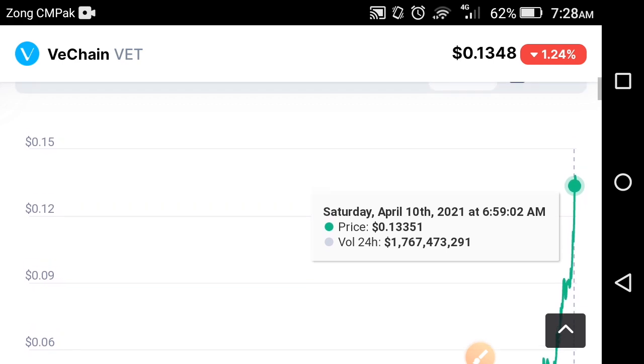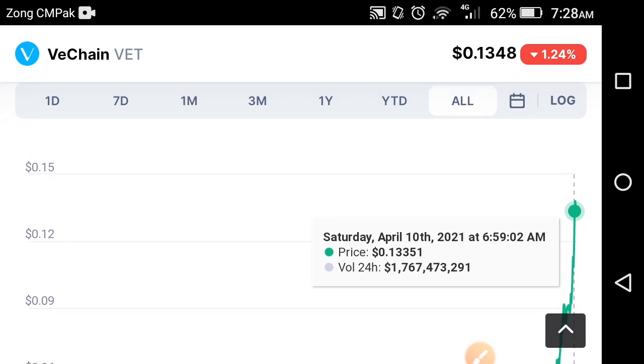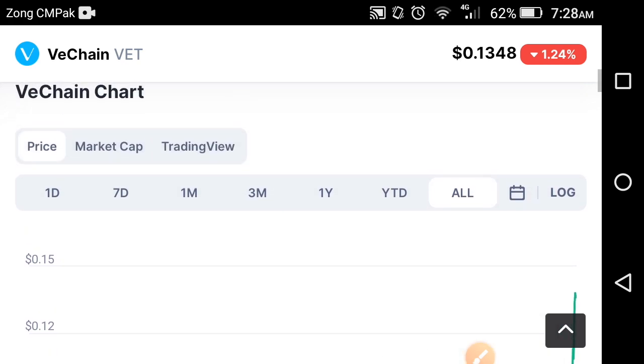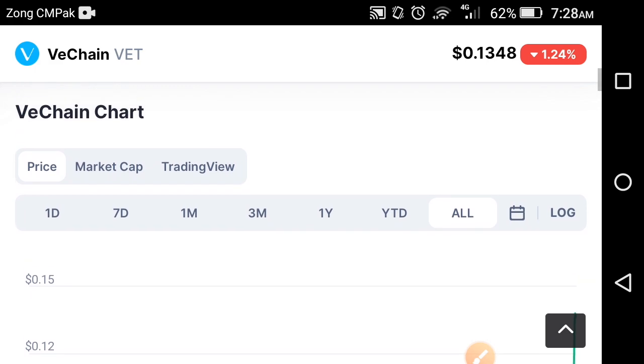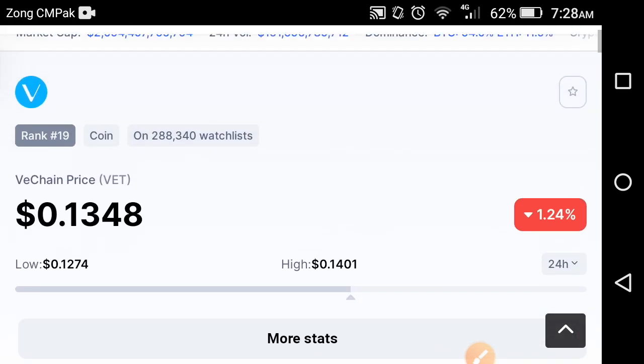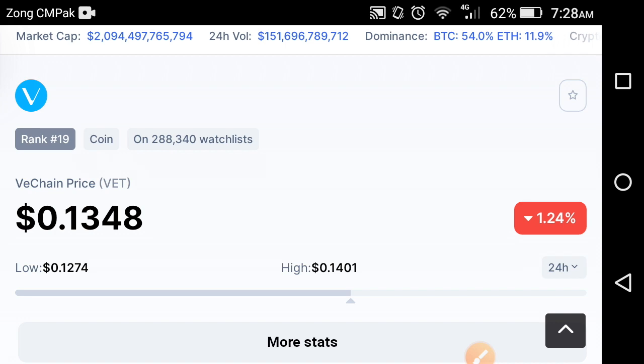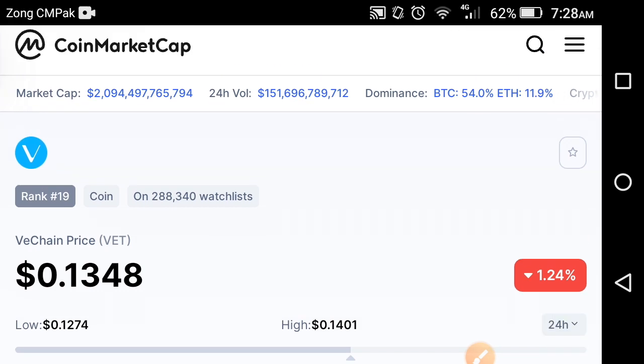As you can see here, the chart is for Saturday, April 10th, 26. Oh my god, that is the all-time price prediction story. That is why they are moving upward. So my suggestion for all Vechain coin holders is that the current time of Vechain coin is bearish, as I know it falls down at this time.